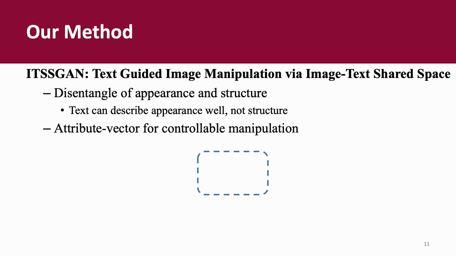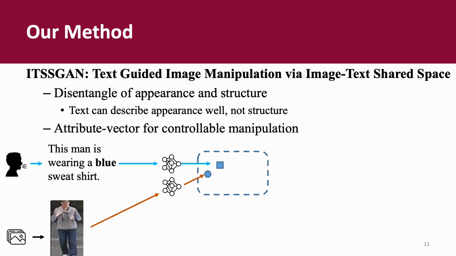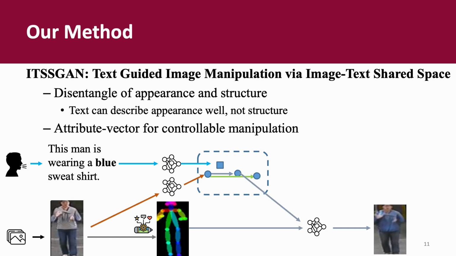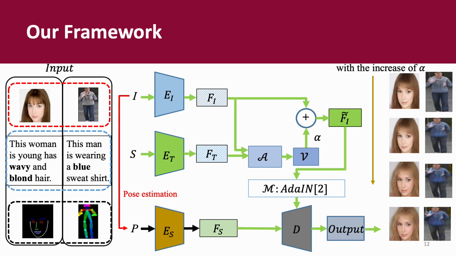With this shared space, we can utilize the attribute vector for controllable manipulation by mapping both image and text features into the shared space that entangles the manipulation direction, which is the attribute vector. Shifting the image feature with the attribute vector and different weights, we can control the strength of editing. And in this shared space, we can use training loss to disentangle the text-relevant and text-irrelevant attributes to improve the accuracy of manipulation. Our framework is called ITSS-GAN.